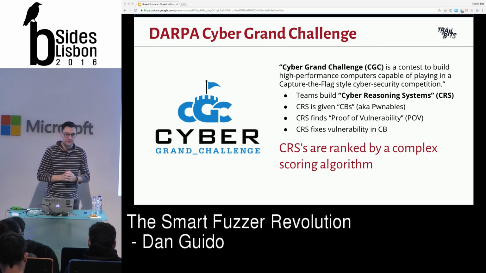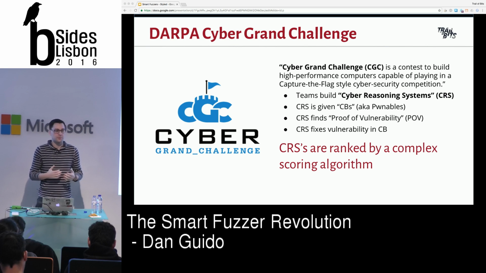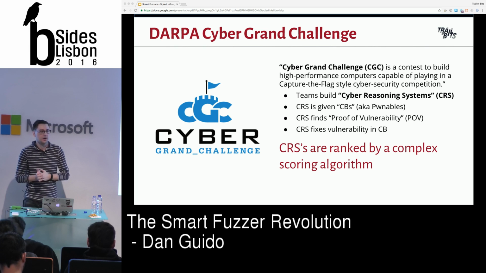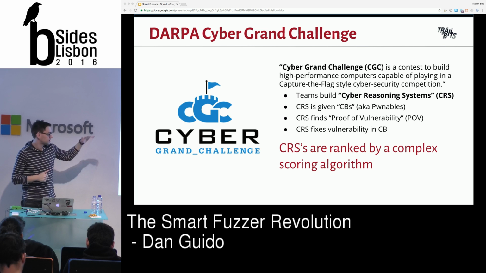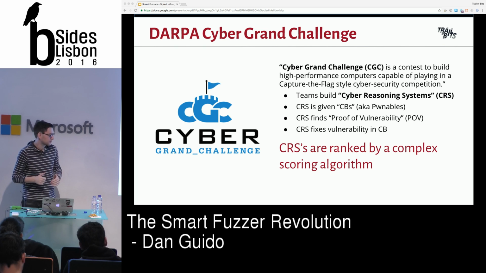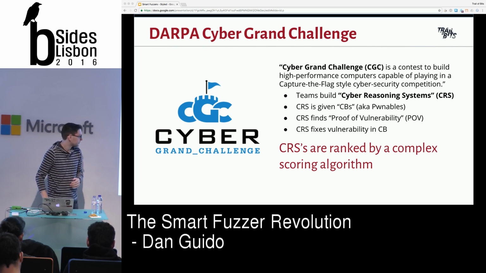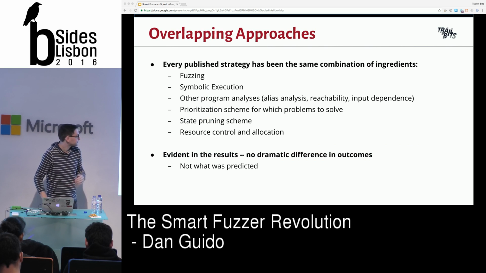And it needs to fix that vulnerability. It needs to fix it in a performant way. It needs to not slow down the program 100 times. It needs to keep its services up so that other competitors can still interrogate that service and collect flags from it if they have a valid exploit. The competition was measured by a fairly complex scoring algorithm that I'll get into a little bit later, but all the CRSs were given points the same way that a CTF competitor would, and the CRS with the most points would win the contest. Right, so that's the Cyber Grand Challenge in a nutshell.